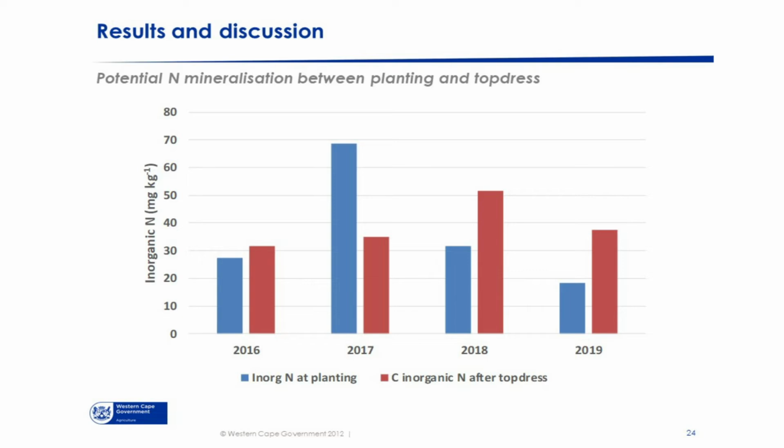Another thing which this study can enable us to do is to look at, there's your nitrogen at plant again, and this is the amount of nitrogen in the control plot, which didn't receive any nitrogen, and that is after top dressing. So in 2016, we could see that there was some mineralization because the plants absorbed nitrogen during those first about 10 to 12 weeks, and there was still more nitrogen in that soil compared to the start of the season. 2017 was the vice versa one.